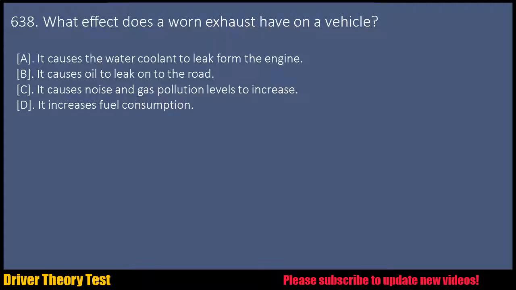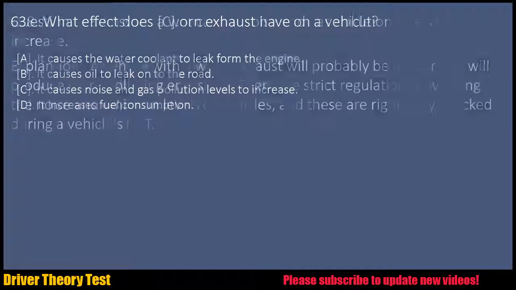Question 638. What effect does a worn exhaust have on a vehicle? A. It causes the water coolant to leak from the engine. B. It causes oil to leak onto the road. C. It causes noise and gas pollution levels to increase. D. It increases fuel consumption.